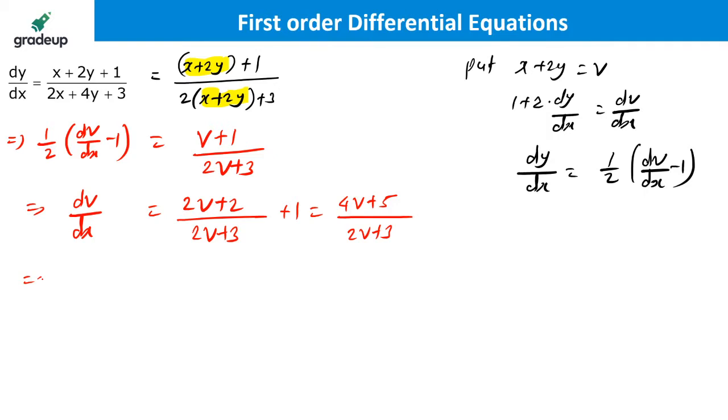Now you can separate the variables. 2v plus 3 in the numerator on the left hand side upon 4v plus 5 dv equals dx upon x. Now you can integrate both sides.